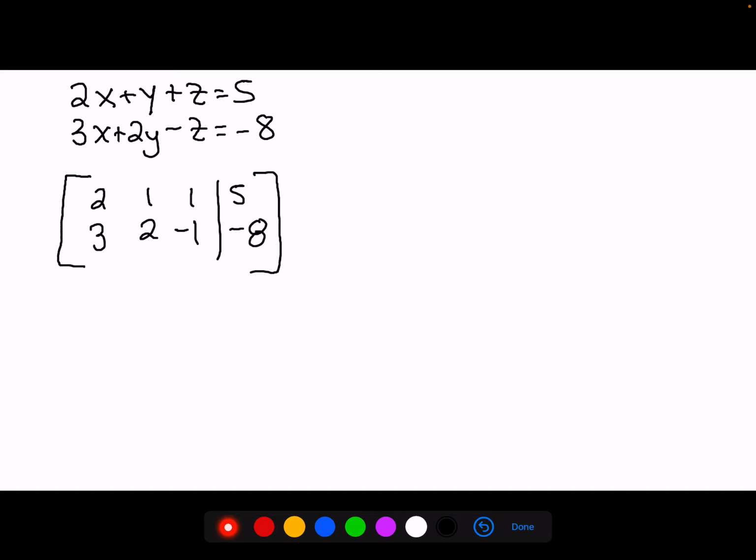Now, by the way, if there's a variable missing, go ahead and put a 0 in there. So if the first equation was 2x plus y equals 5, I would have put a 2, a 1, a 0, and then that 5, because I want to make sure that everything lines up. I need to make sure my x column is all values dealing with x's, my second column is all the values dealing with the y's, the third column is all the values dealing with the z's, and the fourth column is all the constants, what the equations equal.